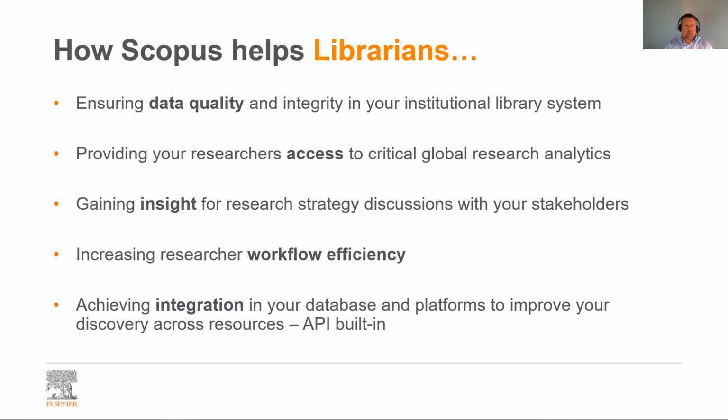So ultimately, the question for librarians is, how can this help us? And first and foremost, it ensures data quality. You want to make certain that you have something you can rely upon. Easy access to critical global research. Gaining insights for research strategy and discussions with your stakeholders. It's also about improving workflow efficiency, particularly with an ongoing SciVal subscription. You can actually bring the two together to be even more efficient with your workflow.